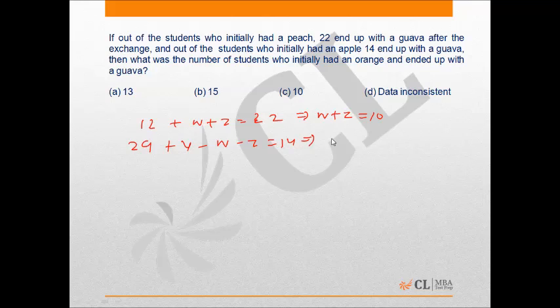From here we get W plus Z minus Y equals 15. From here Y is equal to 10 minus 15, which is minus 5, and we know that Y cannot be less than 0, so the given data is inconsistent. Hence option D is the correct answer. That's all for this set.